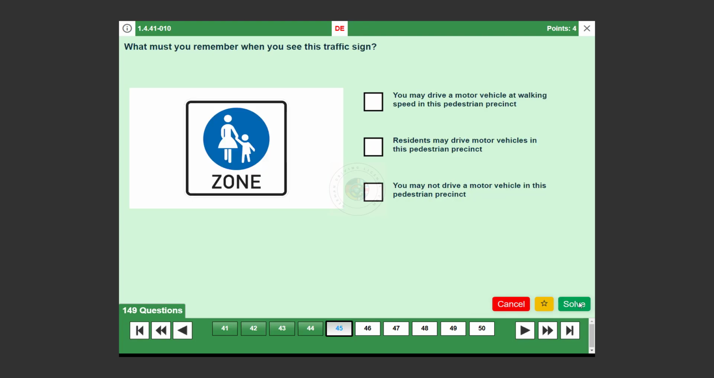Question number 45. What must you remember when you see this traffic sign? You may drive a motor vehicle at walking speed in this pedestrian precinct. False. Motor vehicles are not allowed in the pedestrian zone. Residents may drive motor vehicles in this pedestrian precinct. False. Even residents are not allowed to drive motor vehicles in this zone. True. The sign clearly indicates a pedestrian zone, where motor vehicles are prohibited to ensure pedestrian safety.